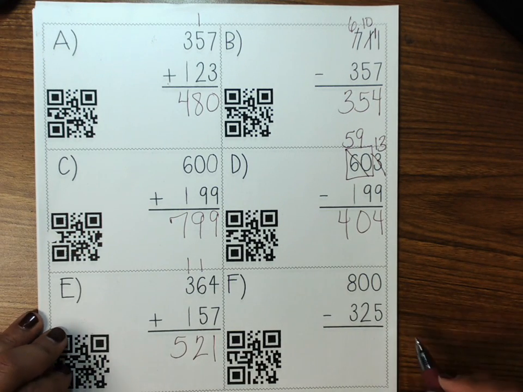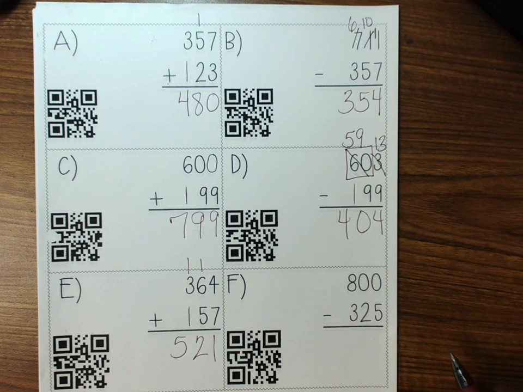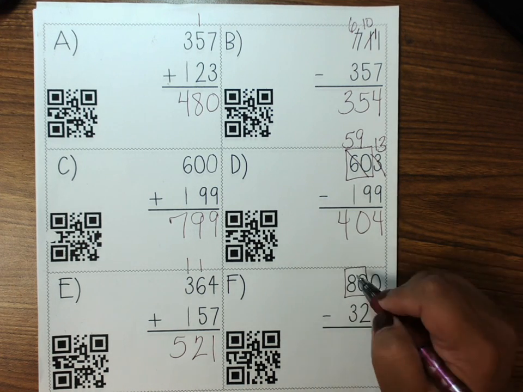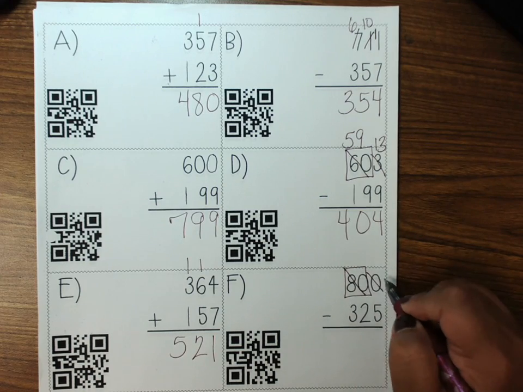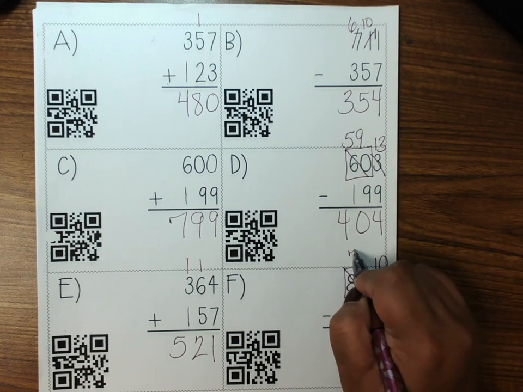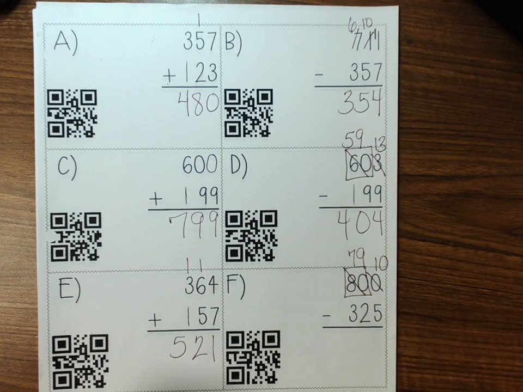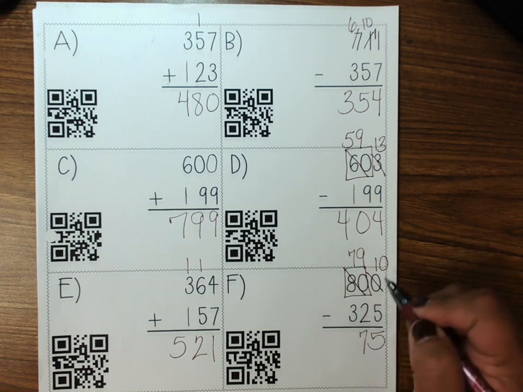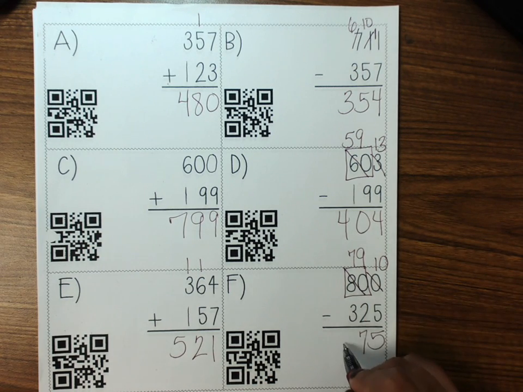And then 800 minus 325, what we've been learning in class is you will go ahead and just take this, and if you're going to make this one into a 10, that means you have 1 less here. So 80, 1 less is 79. 10 minus 5 is 5. 9 tens minus 2 tens is 7 tens. 700s minus 300s is going to be 400.